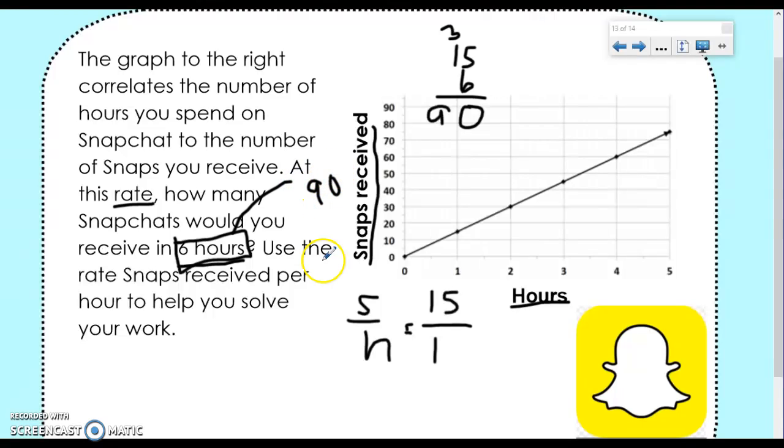And then how much would you get in 10 hours? Well, I could just do 15, my unit rate, 15 snaps in 1 hour. Well, what would I need to do to figure out how much is in 10 hours? What's another way that you are looking at this? How do you think you could explain this to another 6th grader who might be confused on unit rate? Go ahead and think about that idea.